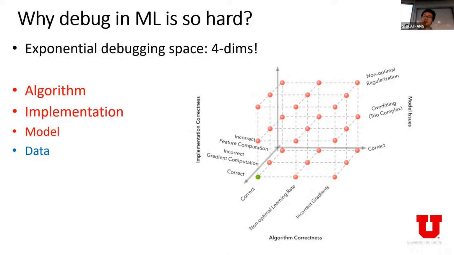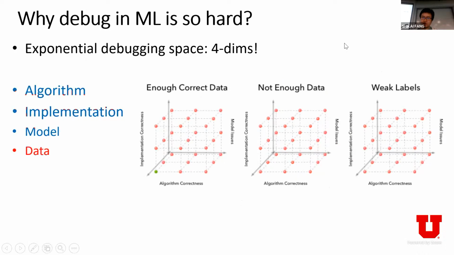To debug the second case, where your model doesn't work well, actually you have 4 dimensions to check. So it's much harder than the first case, because the debugging dimensions increase exponentially. The first 2 dimensions are still the algorithm and the implementation, consistent with debugging the first case, where it doesn't run. And the extra 2 dimensions are the model and the data.